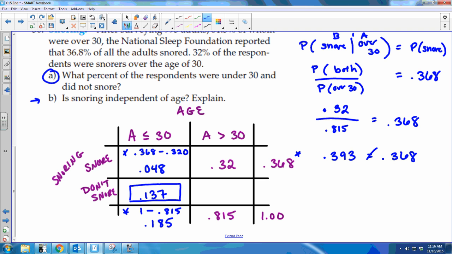All right. Again, that should make more sense too. Generally, not always, but generally, as you age, there are more health problems that could lead to snoring. So more people over 30 are going to snore than younger people. It's not always the case, but that would show why they're not independent. Questions about using that formula? If you have the math, you don't have to think about it.